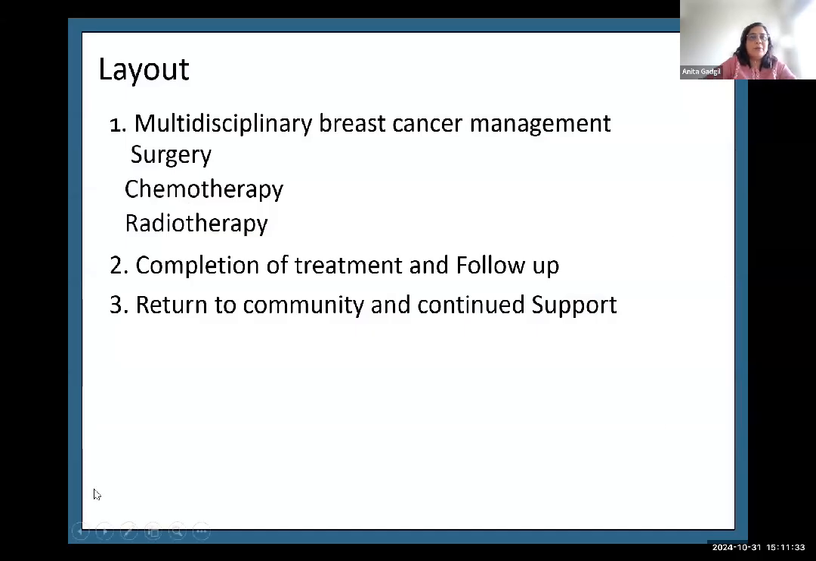So the layout of my presentation in the next 15 minutes: we will go through multidisciplinary breast cancer management, which will include surgery, chemotherapy, and radiotherapy. Next will be completion of treatment, what is called completion and how does that affect follow-up, and how do you follow up these patients and return them to the community for continued support, because breast cancer management is complete from the diagnosis, where the patient starts from the community, till the end where the patient returns to the community. That is the whole journey of breast cancer patients. I will cover the treatment part of it.